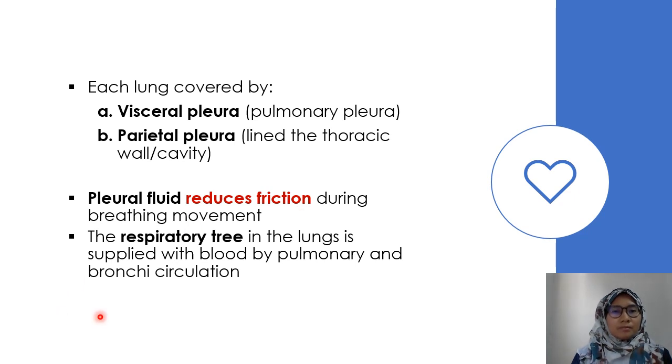And then the respiratory tree in the lungs. Remember the respiratory tree with the bronchial, primary, secondary, tertiary bronchus. It is supplied with blood by the pulmonary and bronchial circulation. Okay, so this is all for part 2. And I will have another video for part 3. Okay, thank you.